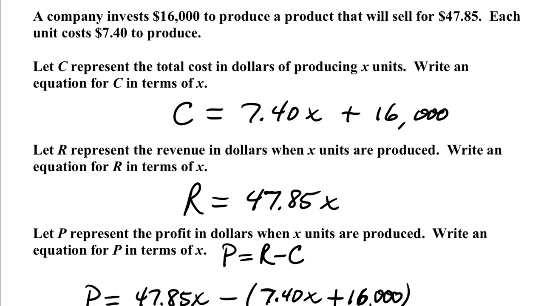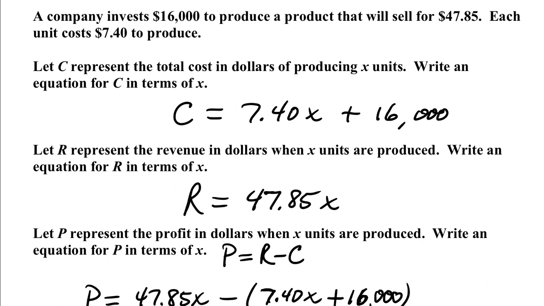A company invests $16,000 to produce a product that will sell for $47.85. Each unit costs $7.40 to produce. Let capital C represent the total cost in dollars of producing x units. Write an equation for C in terms of x. Cost, that's money that's going out. It's what your cost is for selling something.